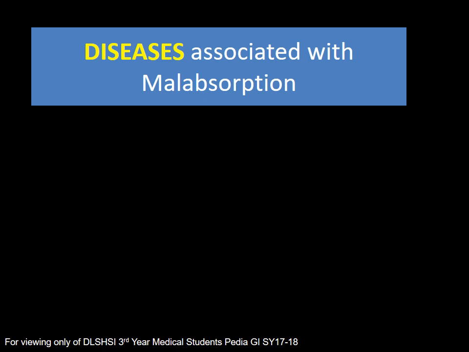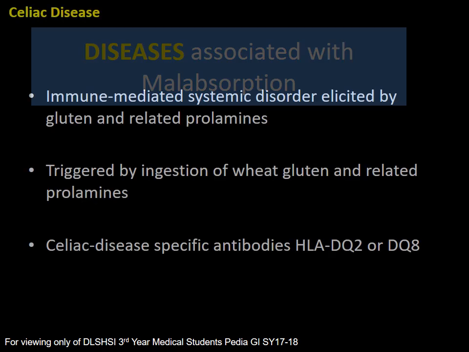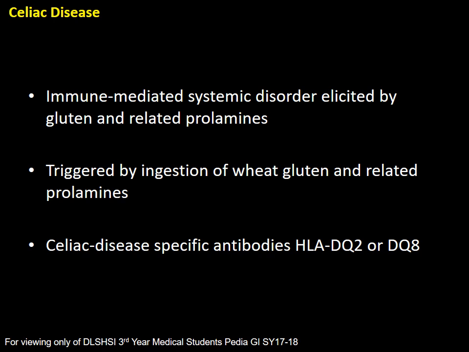Let us briefly discuss some diseases that are associated with malabsorption. This disease is rare in Central Africa and East Asia, but this is an immune-mediated systemic disorder that is elicited by gluten and related prolamins. Celiac disease is usually triggered by ingestion of wheat gluten, and the specific markers for this disease are HLA-DQ2 or DQ8.